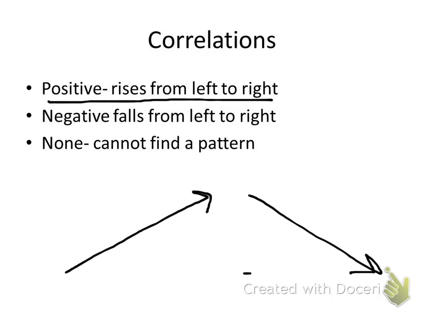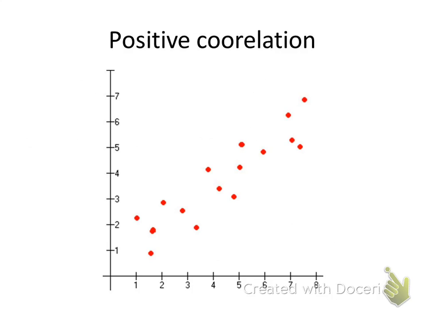A negative will drop from left to right. So I look at this from my left side to my right side, it's going down. And then none, I will have information all over the graph and I will have absolutely no correlation at all. So there's only three different types of correlations. And all they want us to do is to recognize what they are.